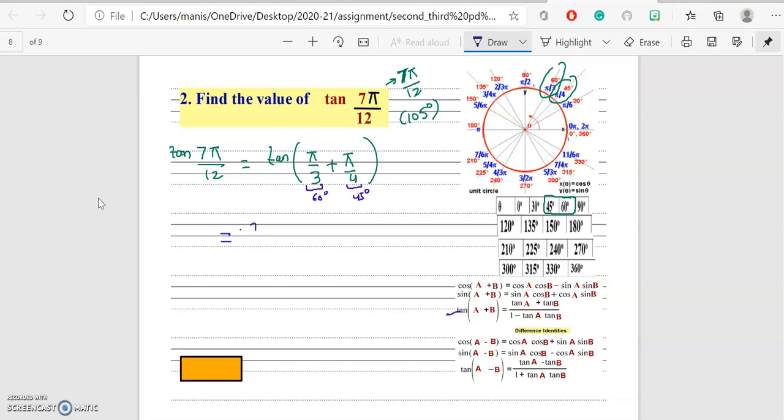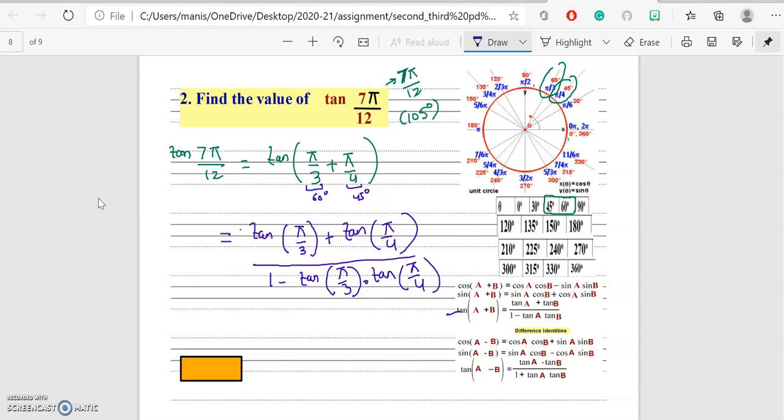So my formula says tangent a. I took my first value as a, and I'll write it over here: pi over 3, plus tangent b, pi over 4, divided by 1 minus tangent a times tangent b, which is pi over 3 times tangent pi over 4.